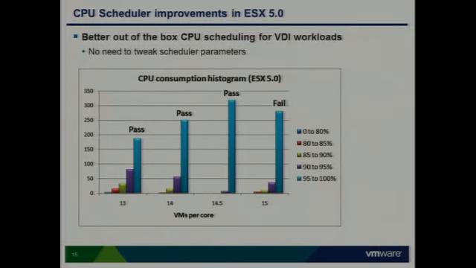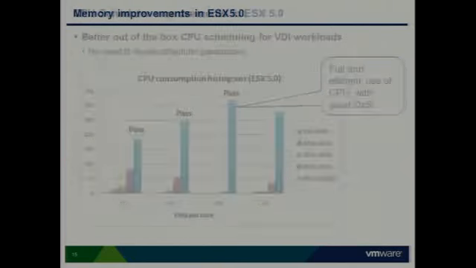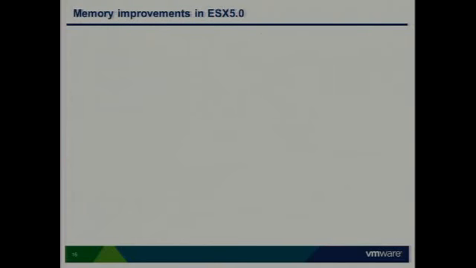And for the case of 15 VMs per core, the CPU utilization actually drops a little bit. You might think that it's a little counterintuitive, it should have gone up further. But the moment you have more than the required number of VMs on a given physical setup, you run into swapping and ballooning and all these issues, and that will actually reduce the CPU utilization. So as you can see here, we are making full and efficient use of the CPU and still passing the QoS. Now let's look at the memory improvements in 5.0.